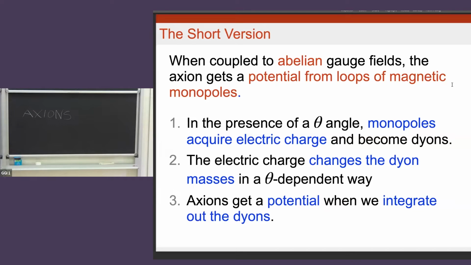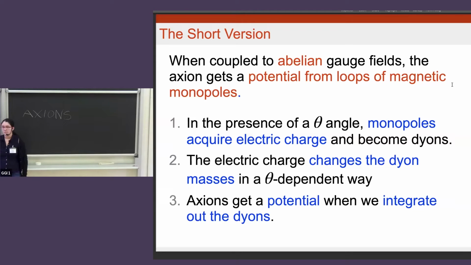Okay, great. So we have from quantum gravity that we expect monopoles to exist. I don't mean a cosmological abundance of monopoles, so we don't necessarily have to have some plasma of monopoles, just that these states exist in your theory. And from that, we can get a new contribution to the axion potential. There are three steps to this argument. First, in the presence of a theta angle, monopoles acquire electric charge and become dyons. This is the Witten effect, which was derived in the 1970s.